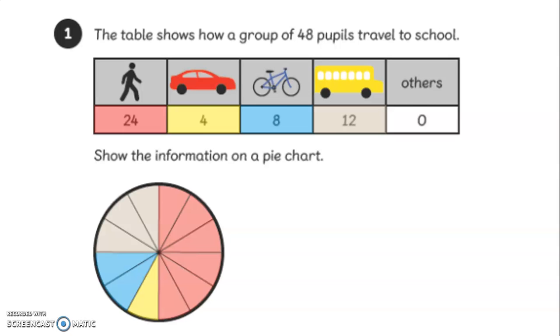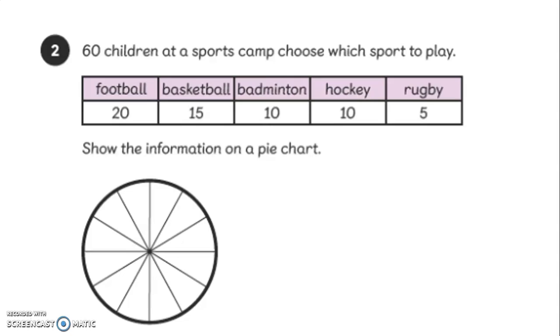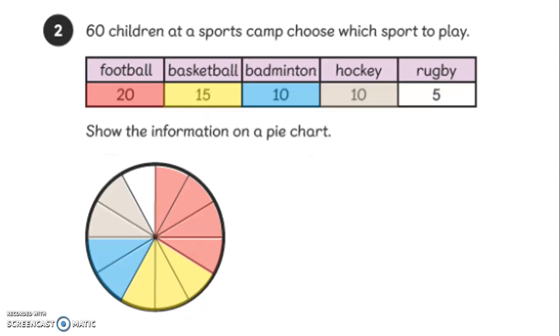Let's have another go at another one. This time 60 children are at a sports camp and they're choosing sports to play. Remember, your first step is to turn each of those options into a fraction. The denominator this time will be the total amount of children, 60. The numerator will be each of those amounts. Pause the video now, simplify them and draw them in on the pie chart. Here comes the completed pie chart.